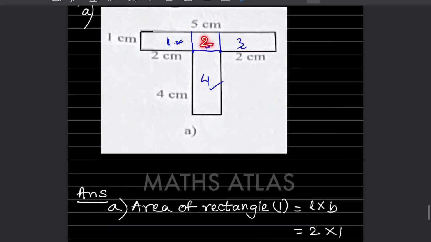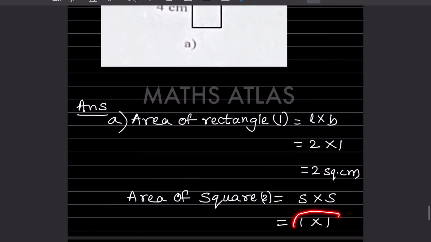Then what are we going to do? This is 2. But this 2 is what? This is a square. So what happens here? The dimensions are not directly given. But this side is 2 and this side is also 2, means this part is going to be 1. This is 1, means this also should be 1. Because it is a square, that will be 1 into 1, and that is 1 square centimeter.